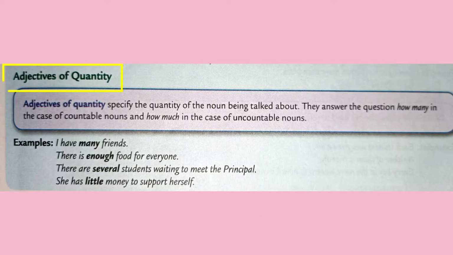The next adjectives are adjectives of quantity. These specify the quantity of the noun being talked about. They answer the question how many in case of countable and how much in case of uncountable nouns. Let us take some examples. I have many friends. Here, the adjective many is talking about the noun friends. Another example is there is enough food for everyone.